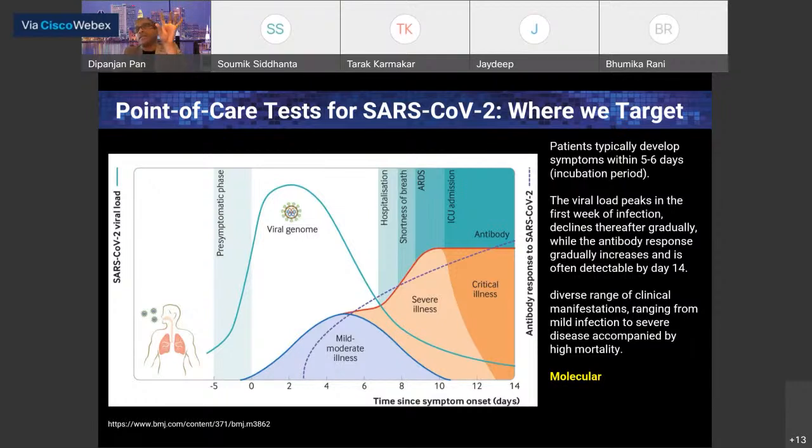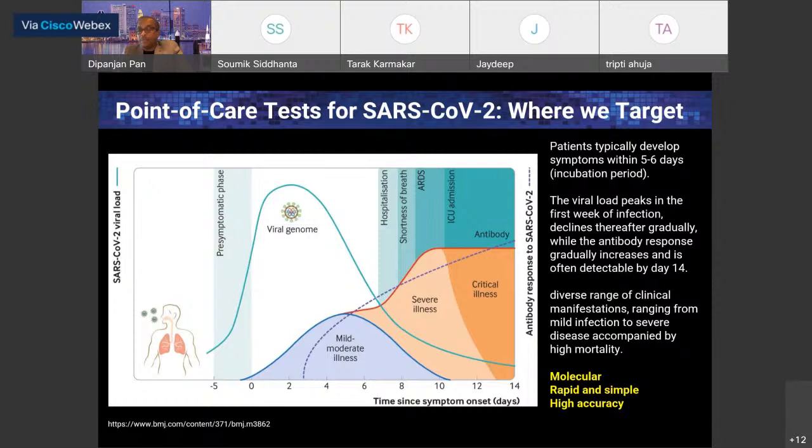So what we really need is to target the virus at a molecular level, which would allow us to detect it at the stage where the patient has just been infected. We can even theoretically think about detecting the virus the next day after infection by doing molecular testing, where we target the viral genome, or genetic material of the virus. But it needs to be rapid and simple, and I will explain why.